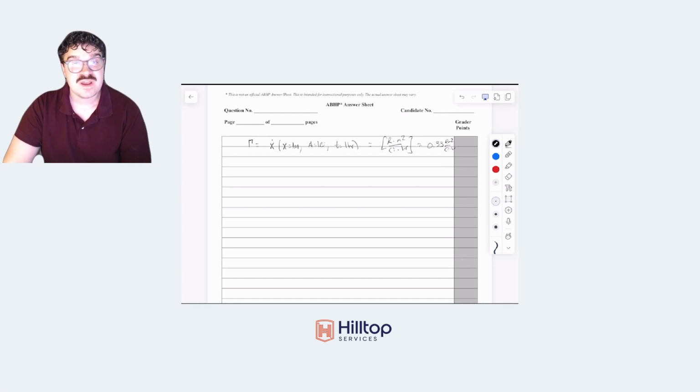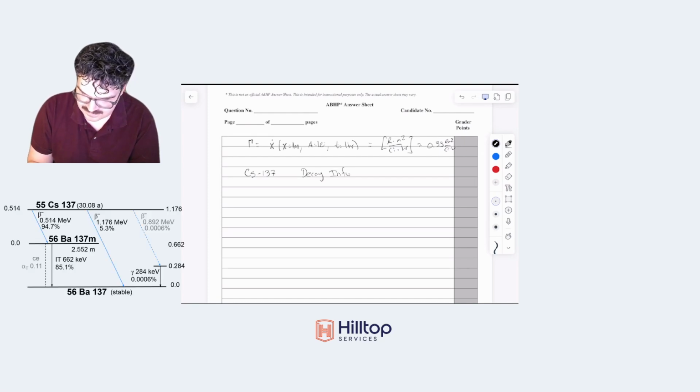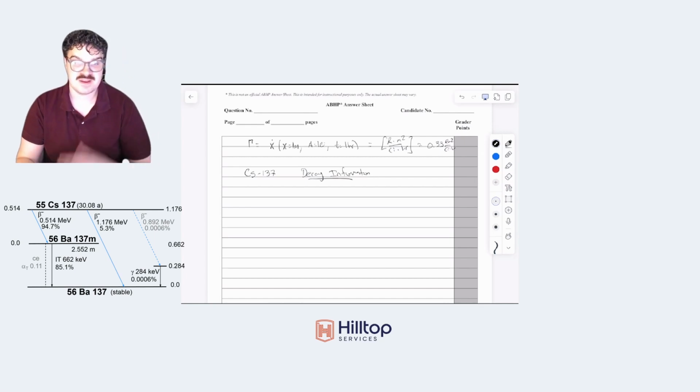The way that you go about doing this is you need to understand that for cesium-137, we know a few key things. You need to know the decay information, and this may be provided to you in a schematic. I'll try to show a picture of that here as well, of what you can expect to see.